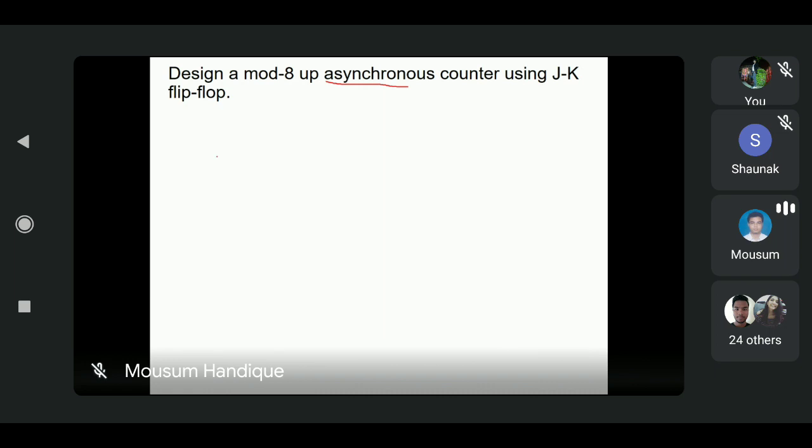So obviously we can design it with 3 flip-flops. This one is one flip-flop, this one is the other flip-flop, and this one is the other flip-flop. You can say this one is flip-flop number 1, F1. This one is flip-flop number 2. And this one is flip-flop 3.